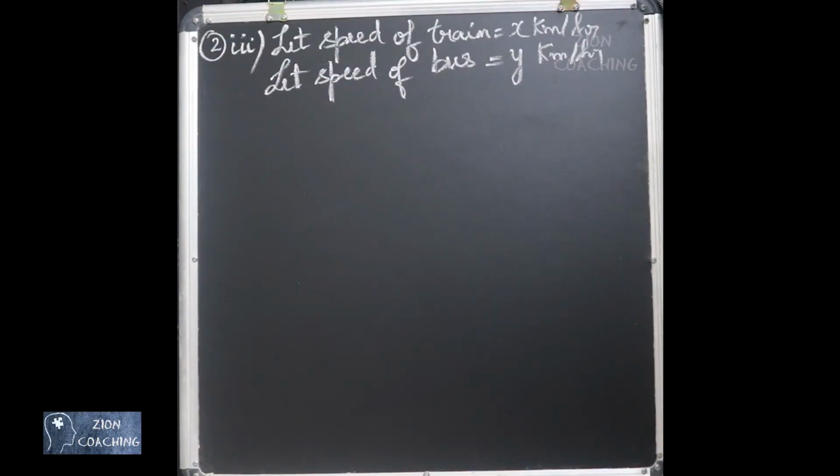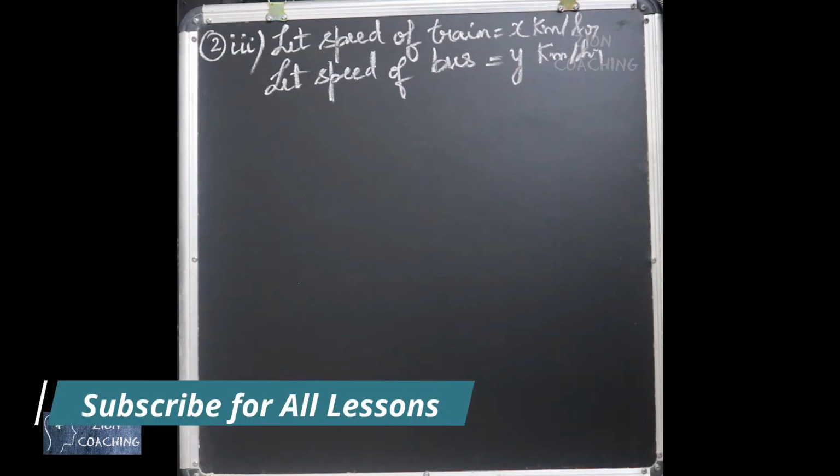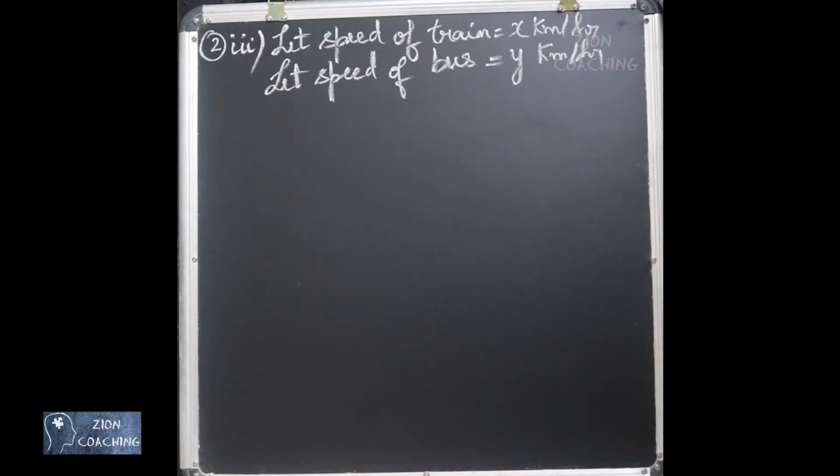Now, in this subdivision, Rohi travels 300 km to her home partly by train and partly by bus. That is, some distance by train and some distance by bus. She takes 4 hours if she travels 60 km by train and the remaining by bus. If she travels 100 km by train and the remaining by bus, she takes 10 minutes longer. Find the speed of the train and the bus separately.